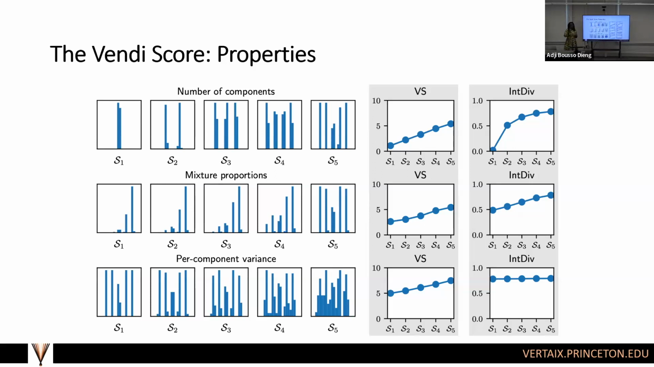The second thing you can control in terms of diversity for a mixture of Gaussians is the mixture proportions. As you make the mixture proportions more uniform, the diversity should grow, which is reflected in both the Vendi score and the internal diversity. A third thing you can control is the per component variance. If you increase the per component variance of your mixture of Gaussians, the diversity should also increase. This was reflected in the Vendi score, but the internal diversity had the same diversity score for all those settings, which is also another failure mode that we wanted to illustrate.